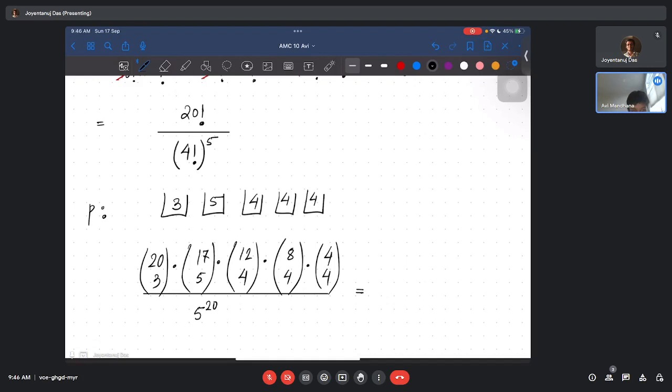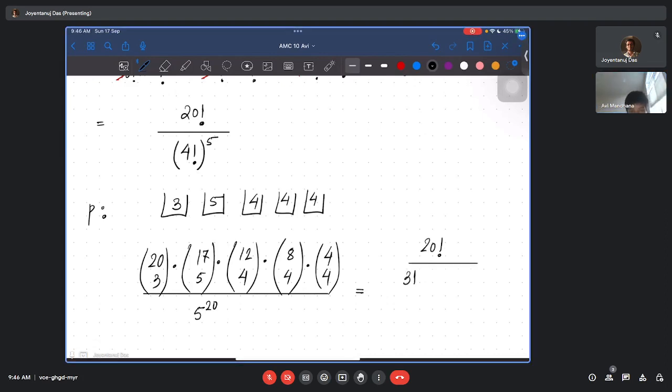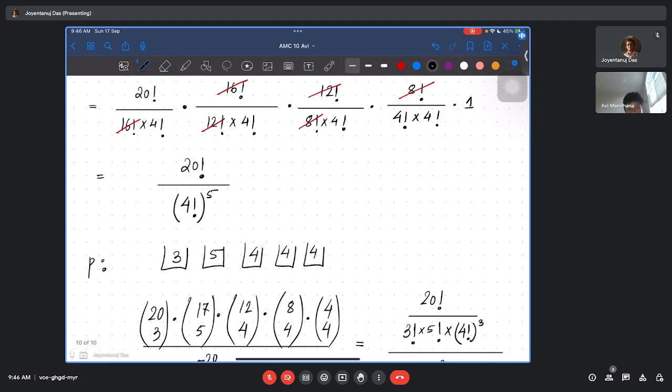So it's 20 factorial divided by 3 factorial times 5 factorial times 4 factorial cubed. Everything else has cancelled, and the denominator is fixed at 5 to the power 20. So this is my P, and this is my Q. Now let us try to simplify it.